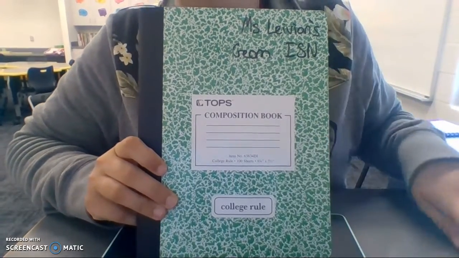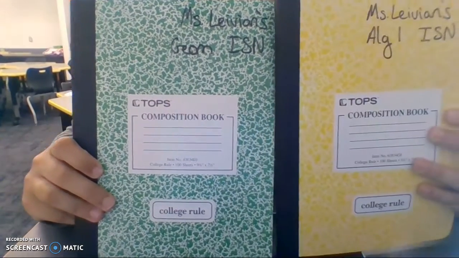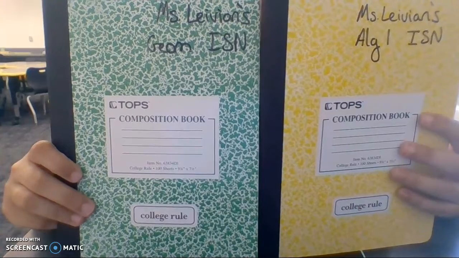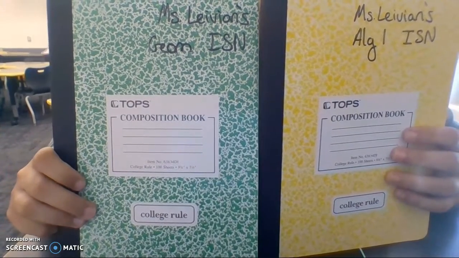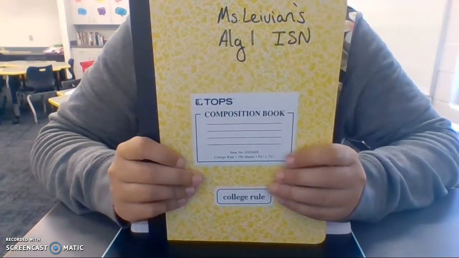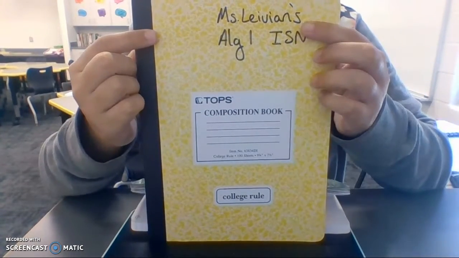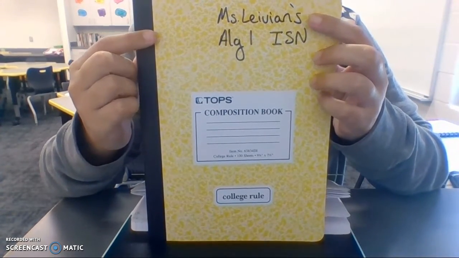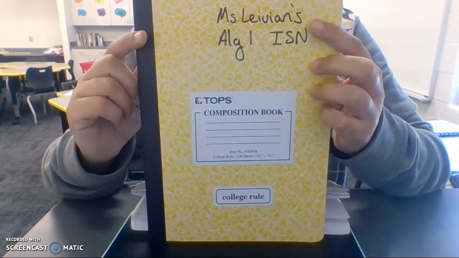Hey guys, this video is about how to set up your interactive student notebooks, whether you're in geometry or algebra 1. So the first thing I want you to do is take your notebook and make sure you have your name on it. At the top, you're going to be putting your name, first and last name, printed clearly, nice and bold.